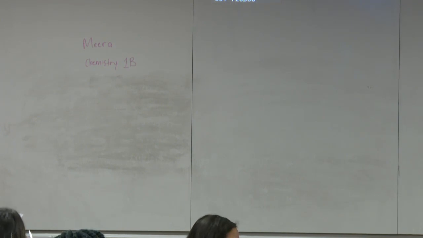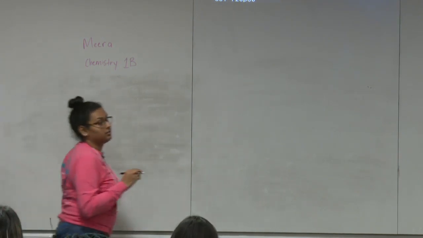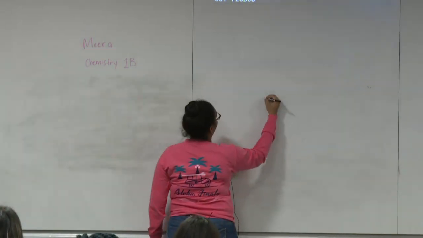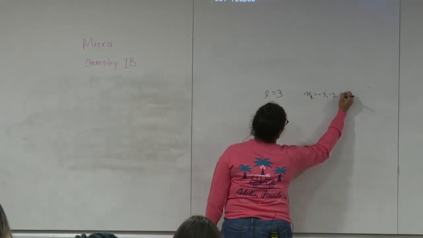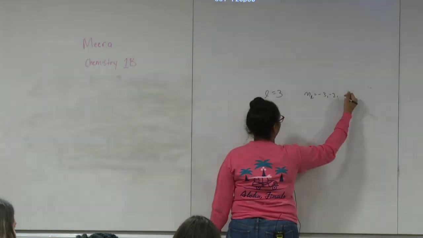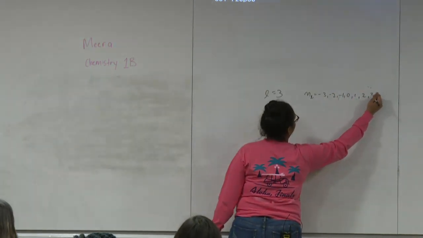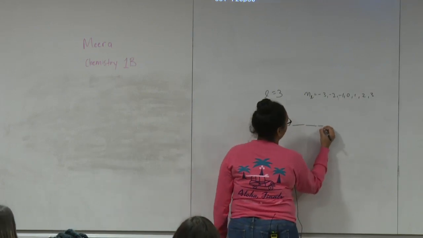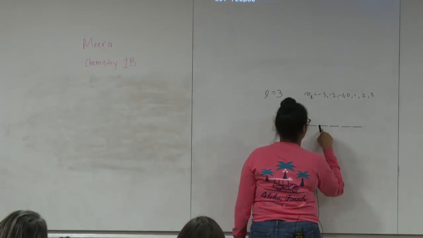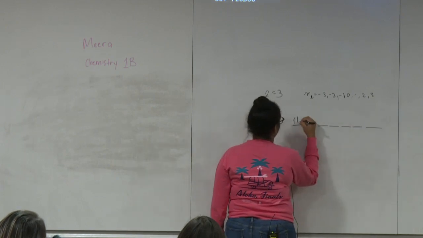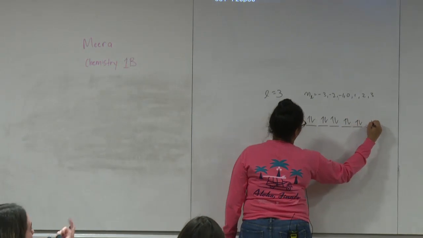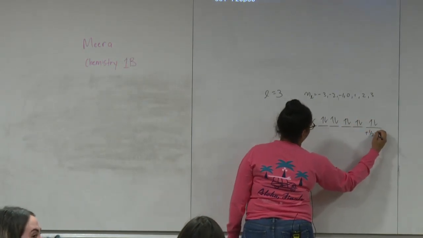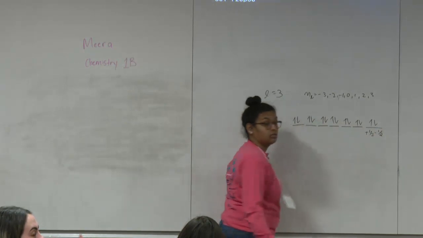Okay. So F can hold 14 electrons. Right. So you think about it. If L is 3, ML can be any of these, right? Wait, I skipped a lot of numbers. Wait, I skipped 1. What does ML mean again? It's your orbital. So there were 7 in total. And each orbital holds a plus half or a minus half.